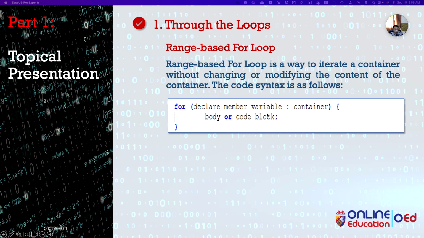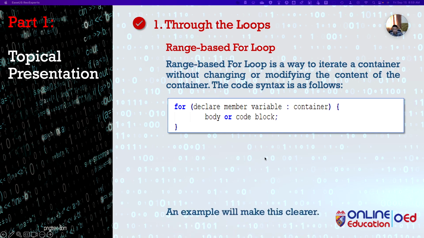This is a variable that represents an element of the container, followed by a colon, and then the name of the container the variable belongs to, followed, of course, by the body. The colon symbol is read as "inside of" or "an element of." The container can be of any data structure type. In C++, it can be an array, a vector, a list, or a string, you name it.